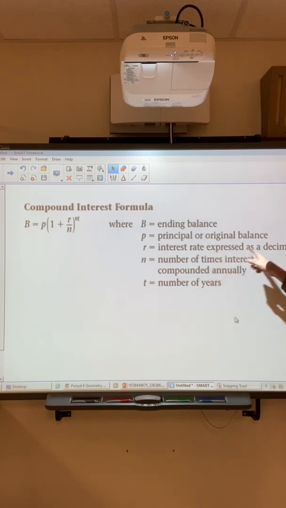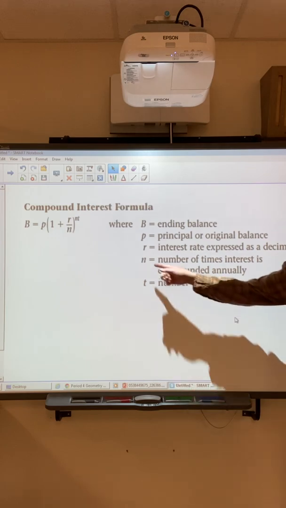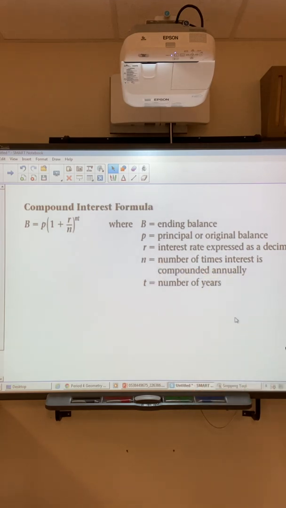R is your interest rate expressed as a decimal. I saw in today's assignment, many of you were forgetting to put it as a decimal. N is the number of times interest is compounded annually. So if it is compounded annually, you would put 1. If it's compounded monthly, you would put in 12 because there are 12 months in a year. If it's compounded daily, you would put in 365 for N, because there's 365 days in a year. And then T is your number of years.